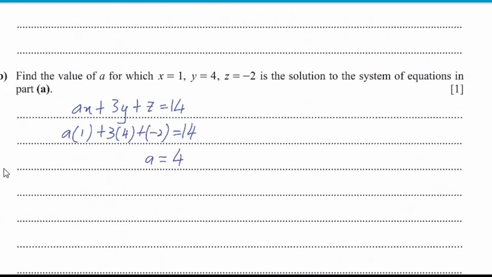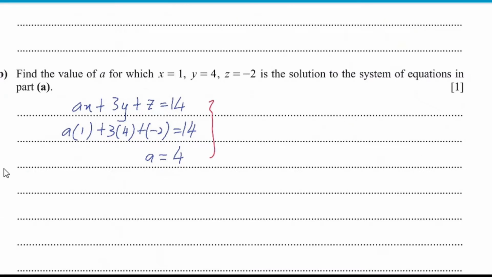Because this x, y, z is a solution of the system of linear equations, these three values of x, y, and z should be able to satisfy the equations. So it allows us to sub into the equation that contains a, because it should satisfy the equation. From there, we can find the value of a very easily. So that would be what we have for part B.